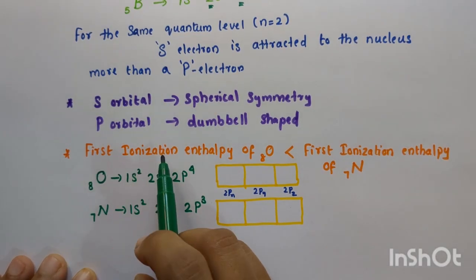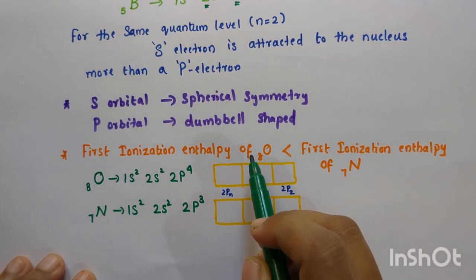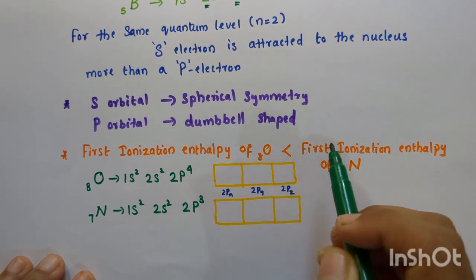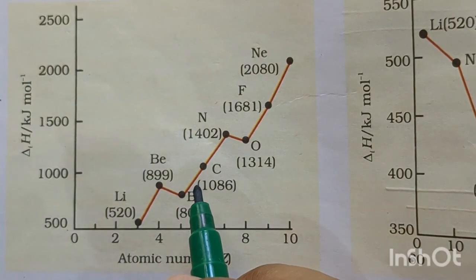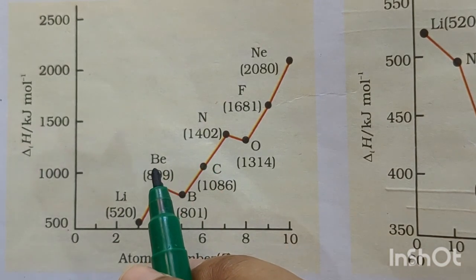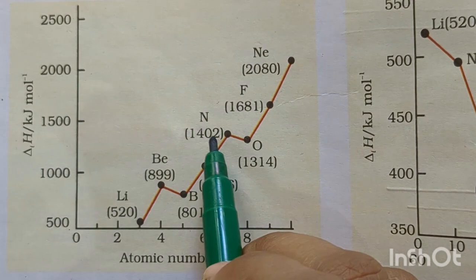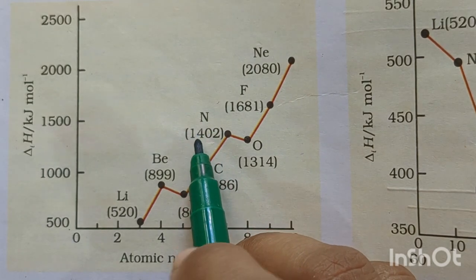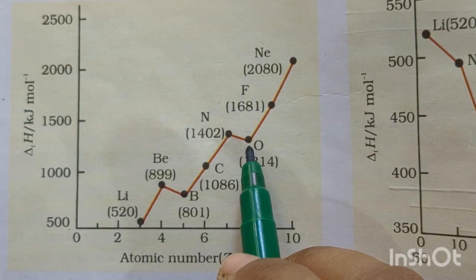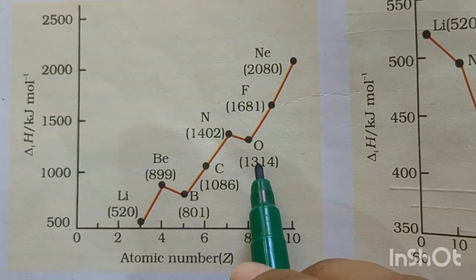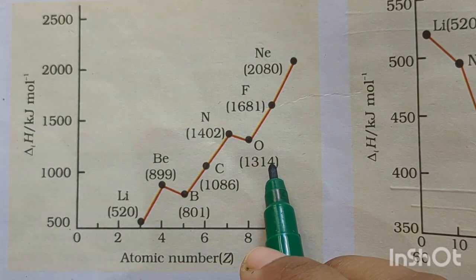Similarly, the first ionization enthalpy of oxygen, which has atomic number 8, is smaller compared to nitrogen. That is, you consider this figure again. Here we have the first ionization enthalpies of second period elements. Here you see nitrogen has an atomic number 7 which has an ionization enthalpy 1402 kilojoule per mole. Oxygen has an atomic number 8 which is greater than nitrogen, but its ionization enthalpy is less than nitrogen, which is 1314 kilojoule per mole.